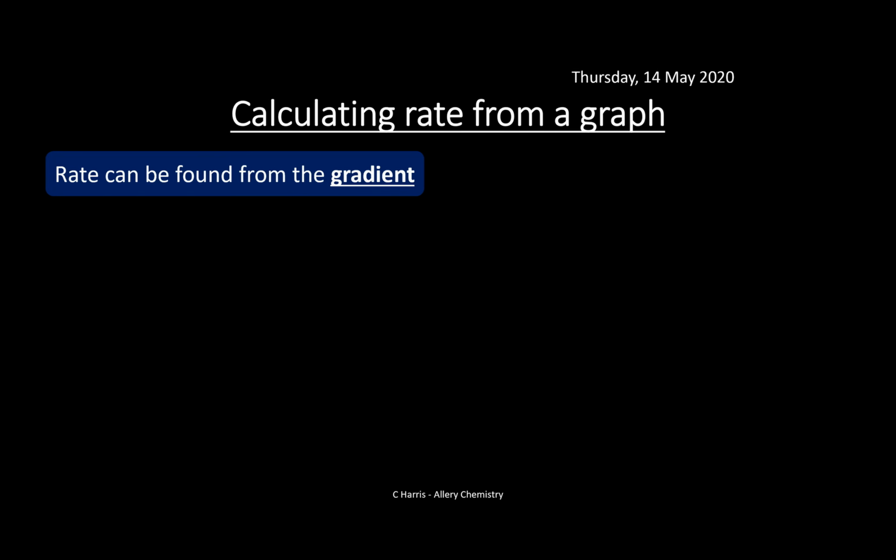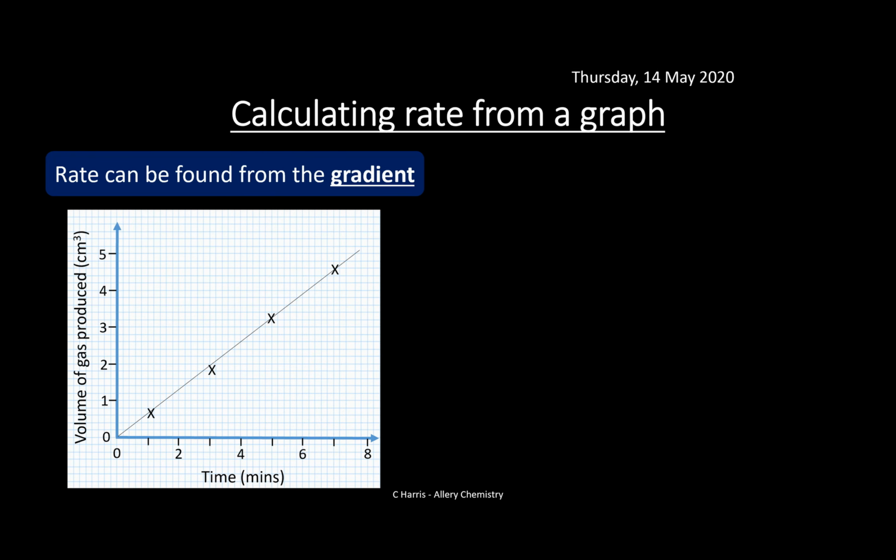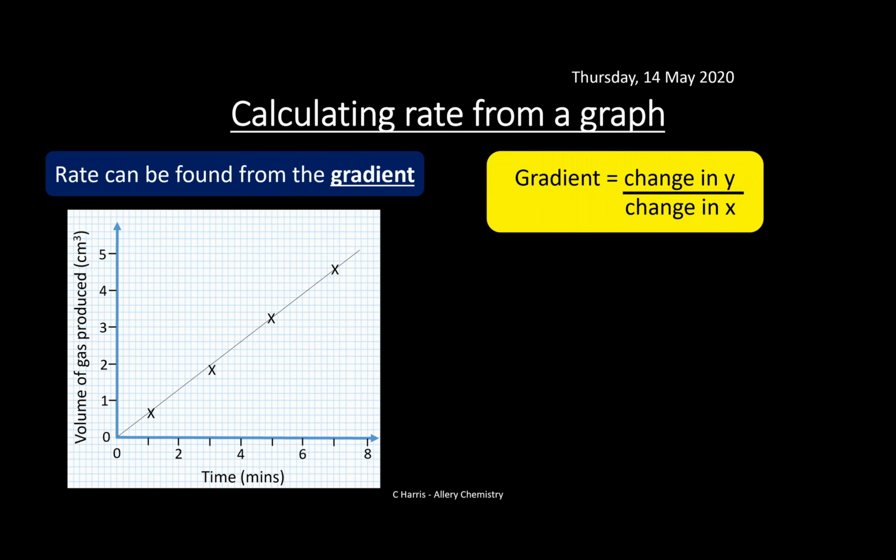So rate can be found from the gradient of a graph. You can see here that we've got a rate graph. We've got volume of gas produced in centimeters cubed up the left-hand side, and then we've got time at the bottom. Everything on here you might have seen before from year 1, but we're just building upon that, developing your knowledge from year 1 chemistry and adding extra bits to it. So quite simply, to work out the gradient, we do change in y over change in x. Remember, y is the axis on the left hand side where you can see my cursor, and then on the right hand side, coming across here, is the change in x.